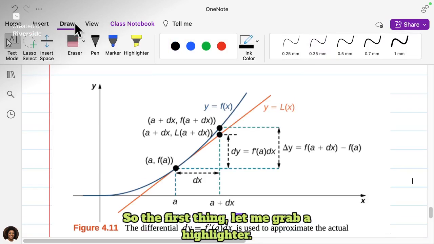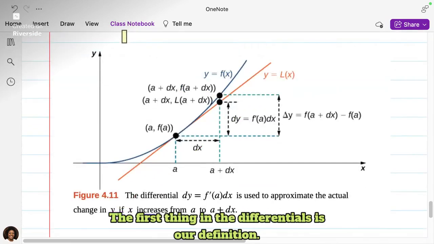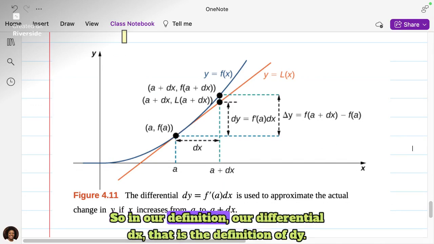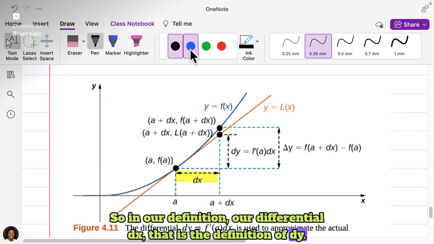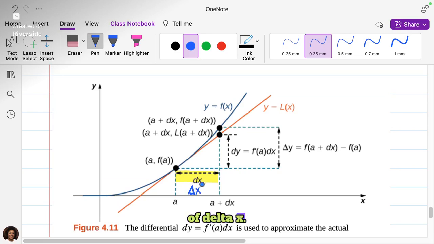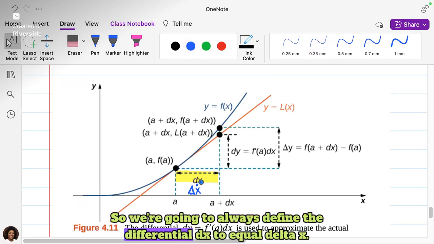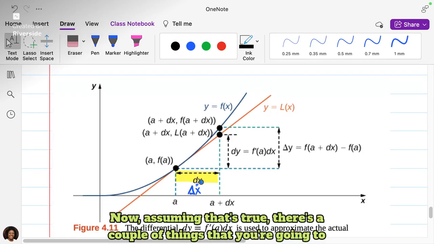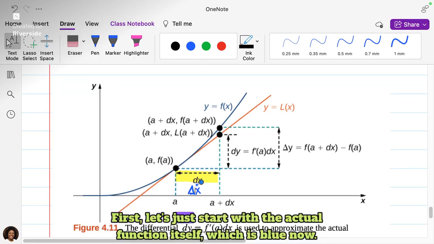So the first thing, let me grab a highlighter. The first thing in the differentials is our definition. So in our definition, our differential dx is defined by delta x. So we're going to always define the differential dx to equal delta x. Now, assuming that's true, there's a couple of things that you're going to see on this picture. First, let's just start with the actual function itself, which is blue now.